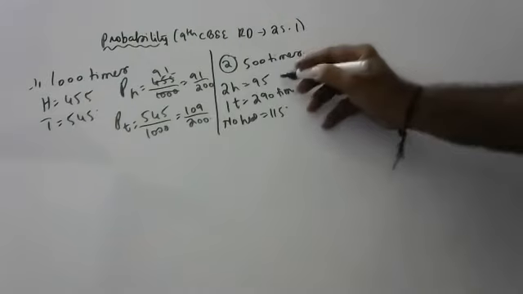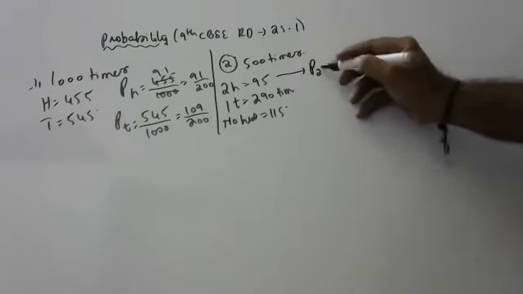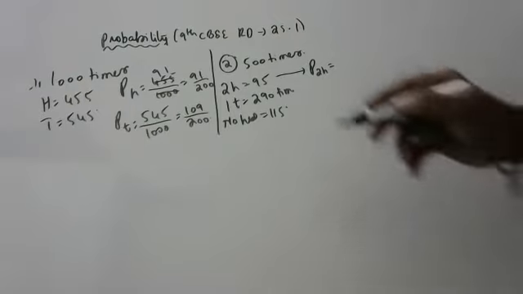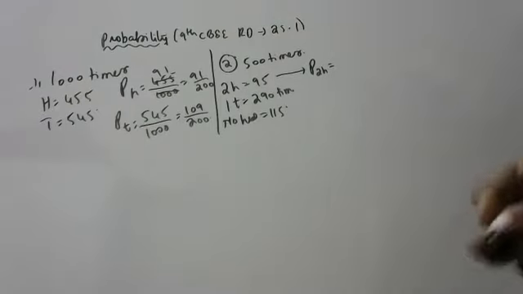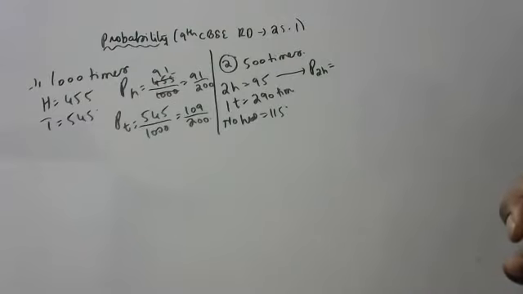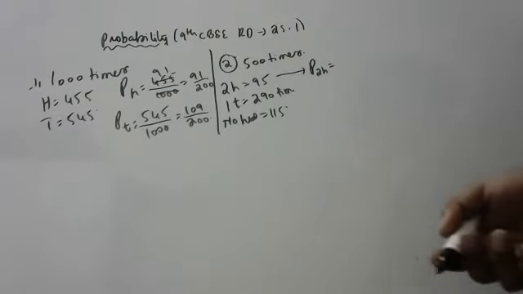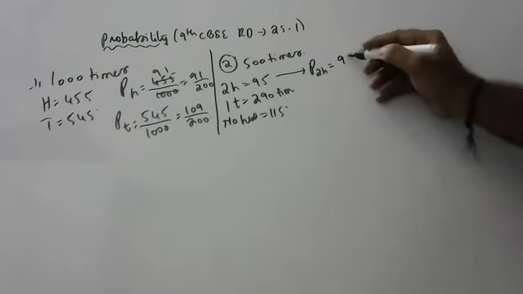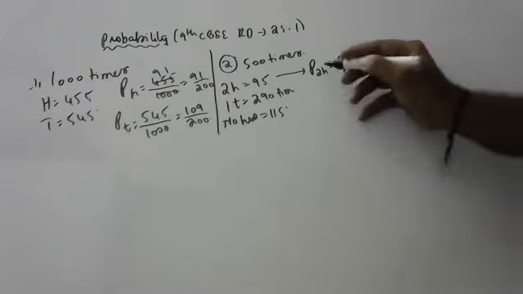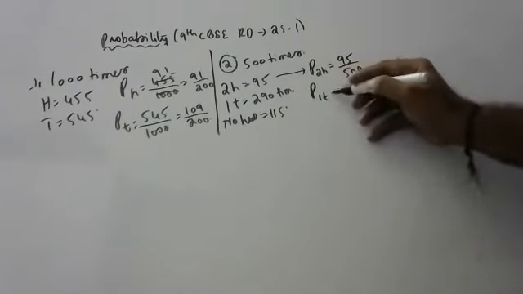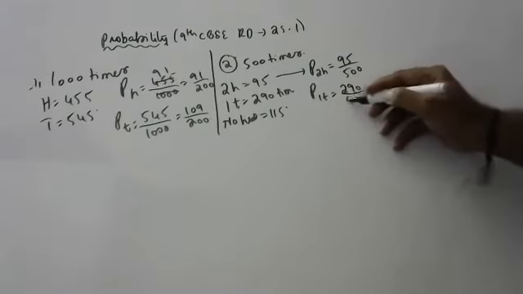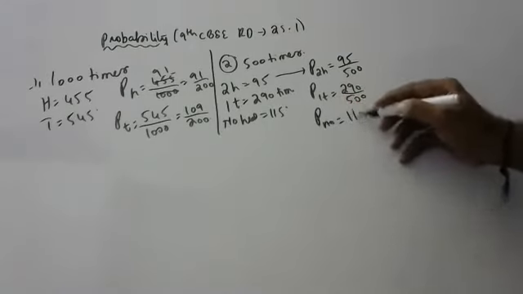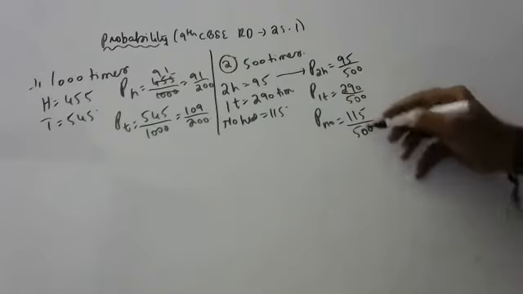Tell me, what is the probability of two heads? Tell fast, I don't have time. Okay, next. So 95 by 500 is the probability of two heads. What is the probability of one tail? 290 by 500. What is the probability of no heads? 115 by 500 is the probability of no heads.